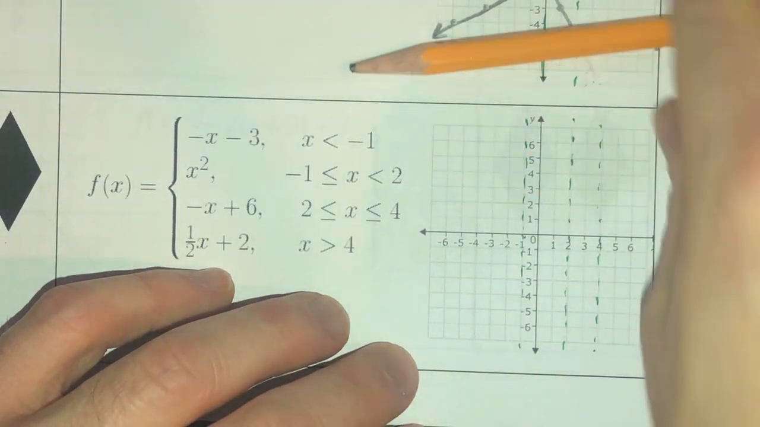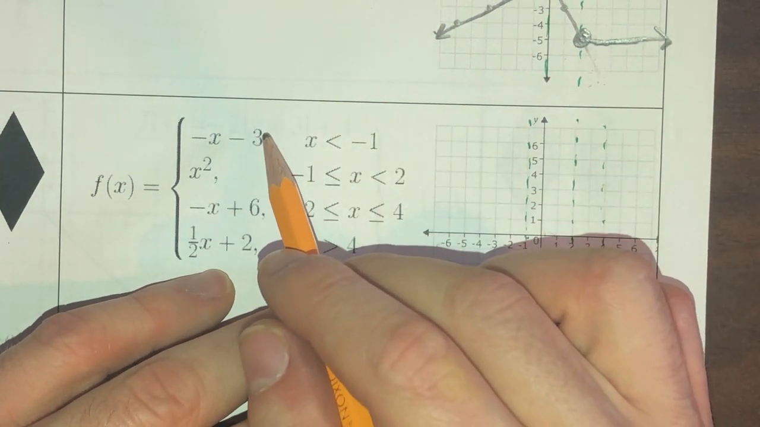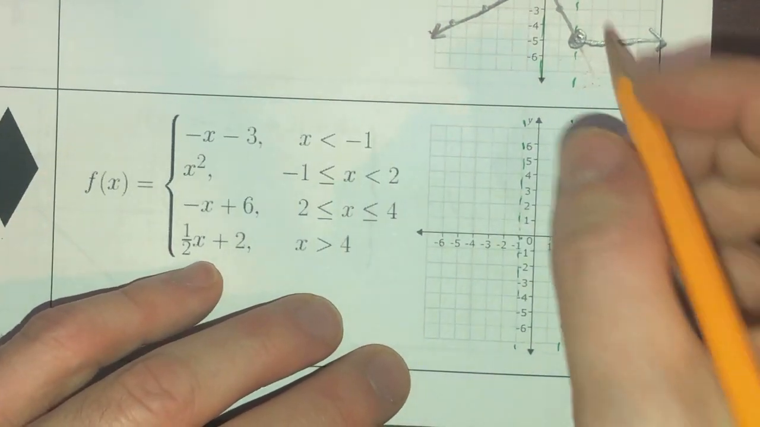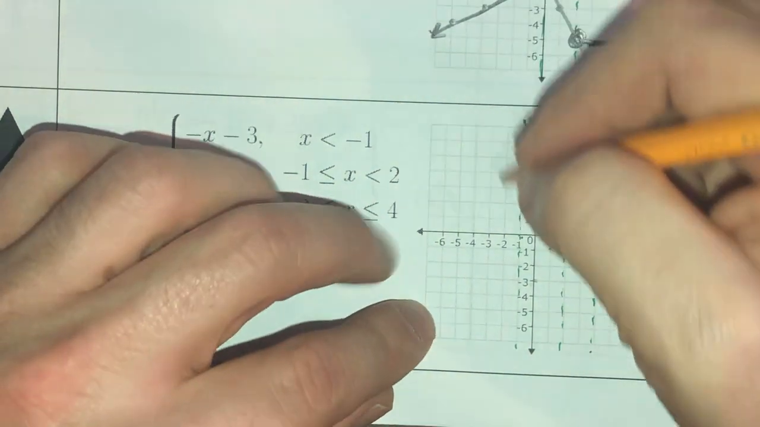So here I go. First rule, negative x minus 3. Down 1 over 1, intercept of negative 3. So here's what it would be at.